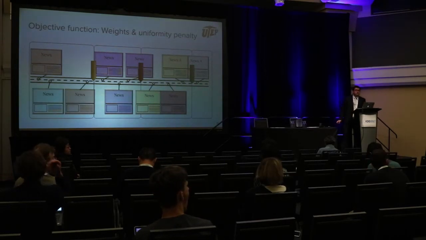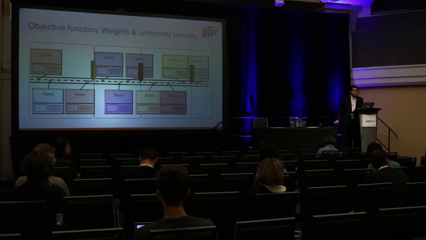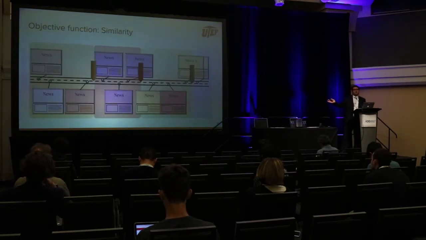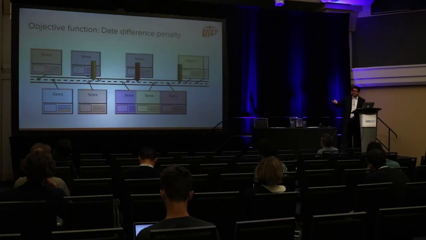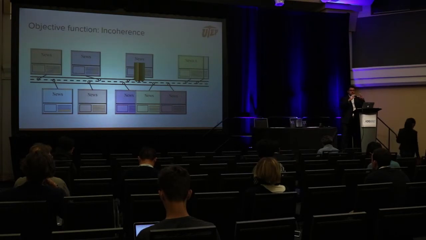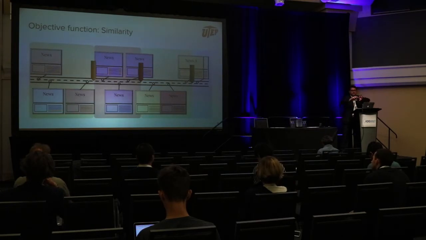Yes? Can you elaborate more on the difference between the coherence and similarity? Yeah, so it's like clustering, more or less. So in coherence, you try to minimize incoherence within a particular segment, right? And then you try to minimize similarity between the segments, right? There's cross segment. Yeah, exactly.